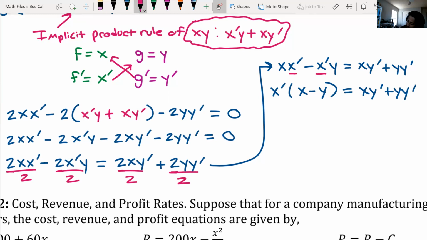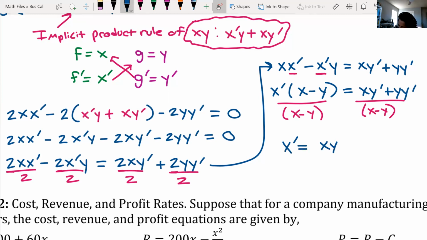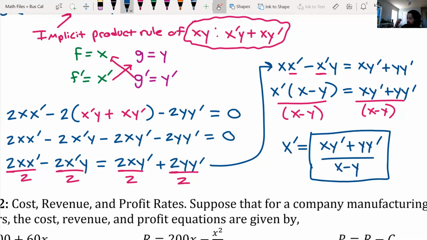And then just to solve for x prime, we're going to divide by x minus y. And we get x prime is equal to x y prime plus yy prime over x minus y. And there's our implicit derivative with respect to time, we have just solved for x prime. And now we have to plug numbers in, but I'll let you soak that in and ask any questions.